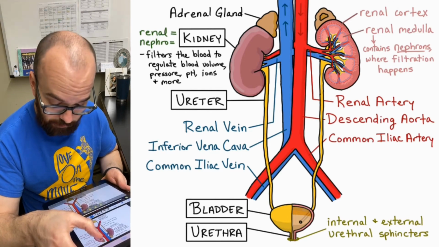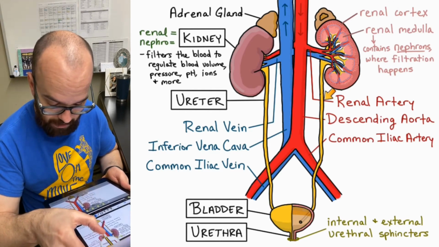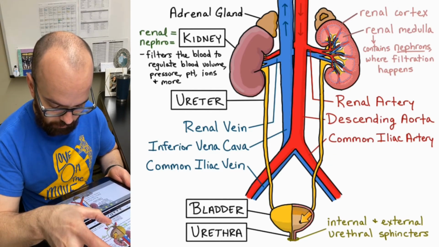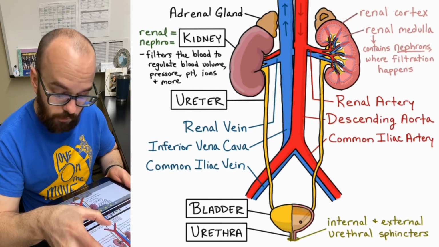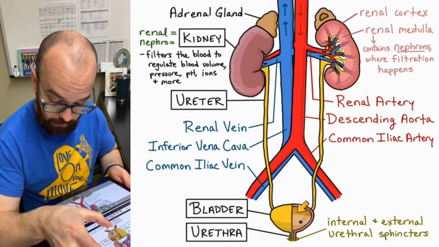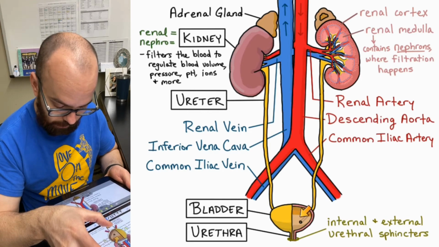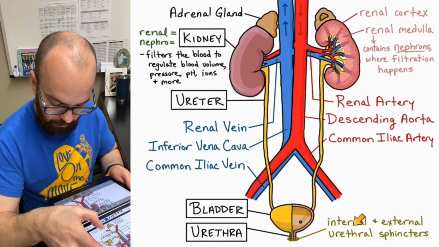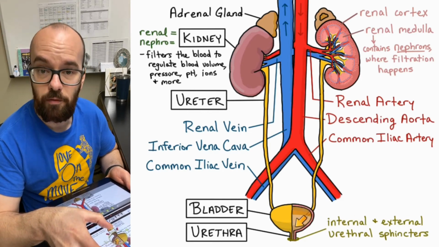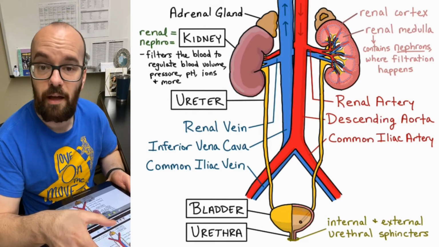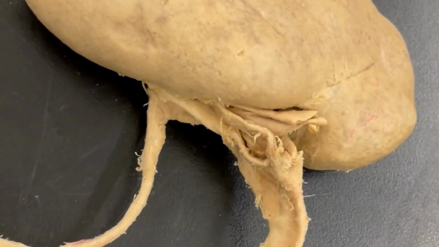Everything that did get filtered out, which is now our urine, is going to pass down the ureter into the bladder, where the ureter connects at the bottom of the bladder. The urine will stay in the bladder until we're ready to expel it by urinating. And so then we'll relax the urethral sphincters, and the urine will travel down through the urethra to the outside of the body.